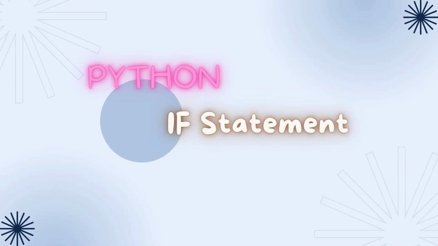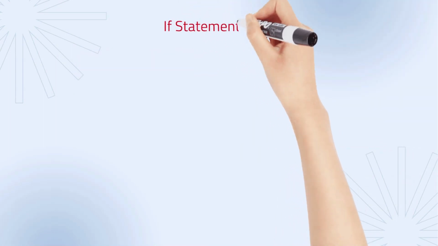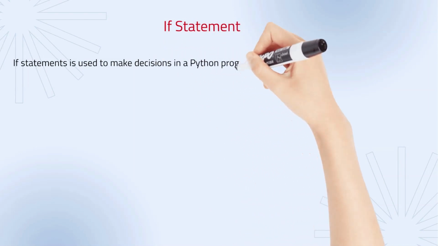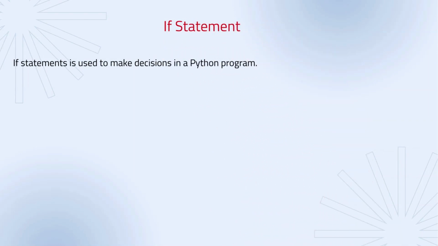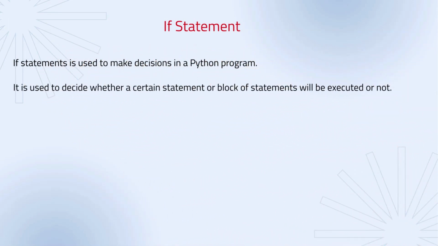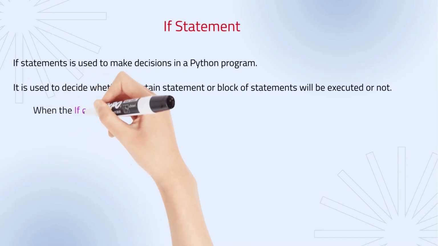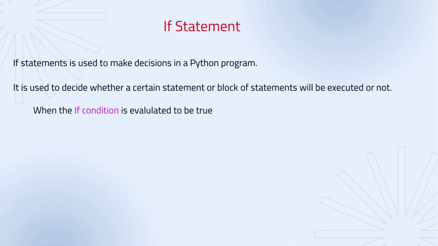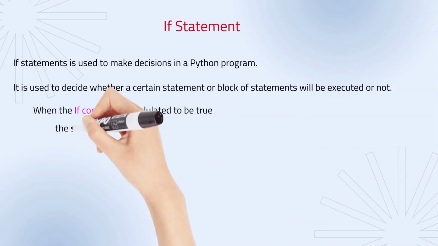In this video, we will discuss the if statement used in Python. If statements are used to make decisions in a program. It is used to decide whether a certain statement or block of statements will be executed or not. When the if condition is evaluated to be true, the statement associated with that if is executed.